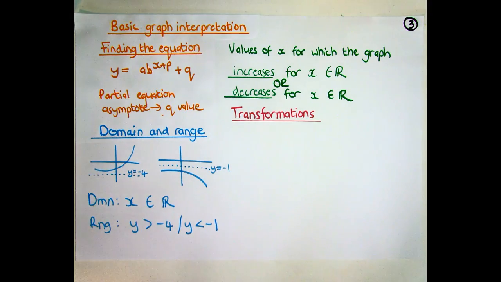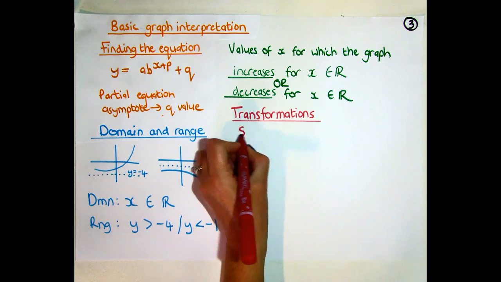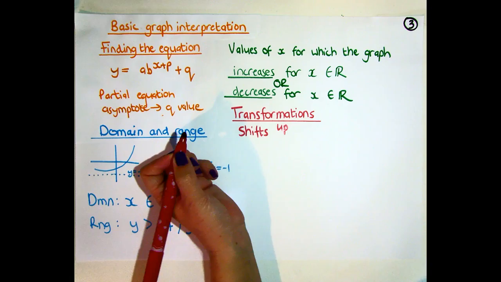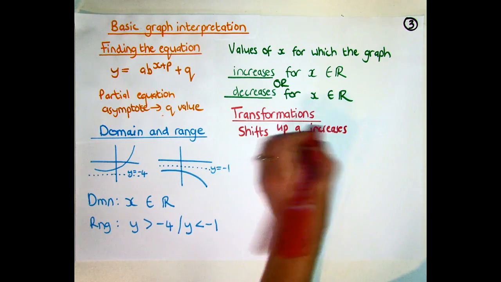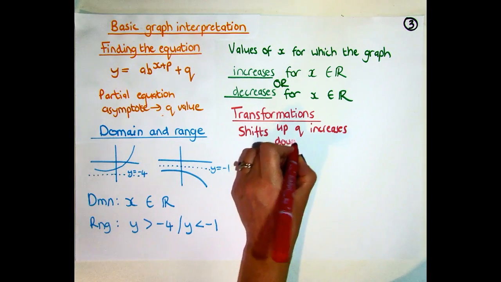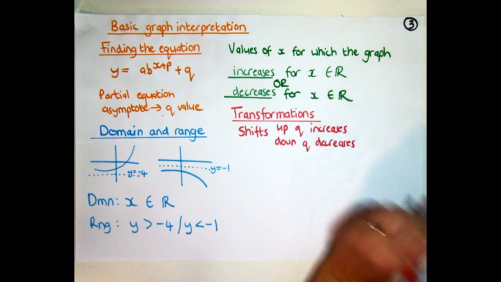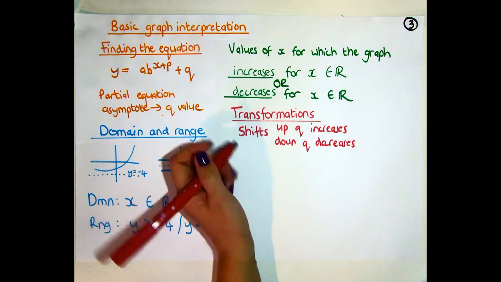With transformations, either you get given the transformation and you have to put out a new formula, or you get given a new formula and you've got to explain the transformation. So we get our shifts up and down. Up is when the Q value increases, and then obviously down is when the Q decreases. So you are subtracting something from the Q value or adding it. I'm going to show you what that looks like in graph notation.